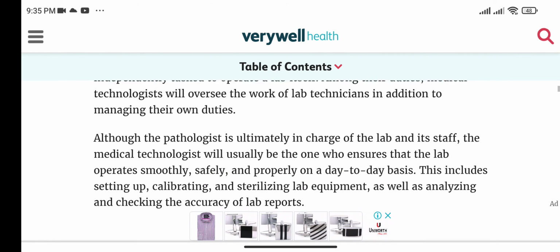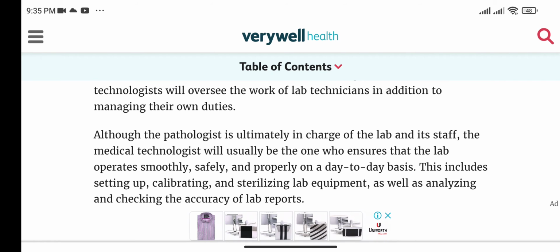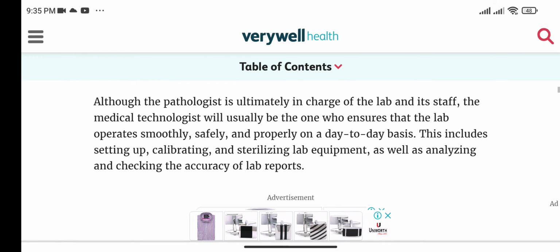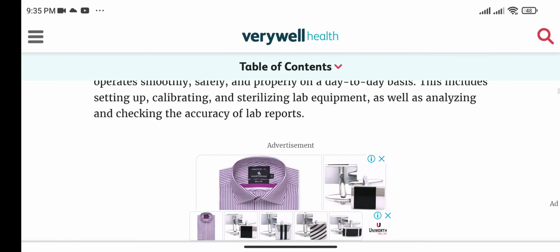Although the pathologist is ultimately in charge of the lab and its staff, the medical technologist will usually be the one who ensures that the lab operates smoothly, safely, and properly on a day-to-day basis. This includes setting up, calibrating, and sterilizing lab equipment, as well as analyzing and checking the accuracy of lab reports.